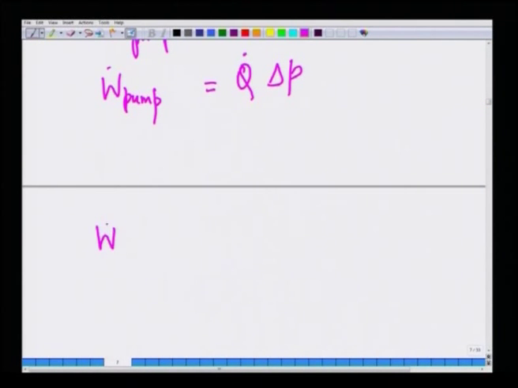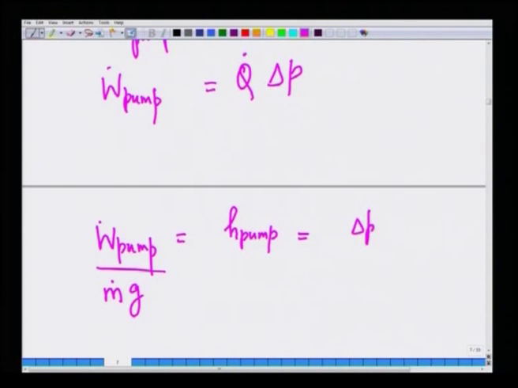Now, to go back, if we have this notation of heads, H pump is nothing but W dot pump divided by m dot times g. So, this is nothing but delta P pump by rho g, where delta P pump is the pressure difference P1 minus P2 across the pump.